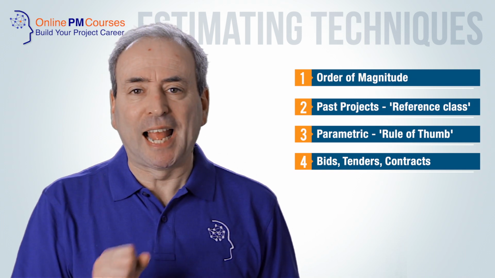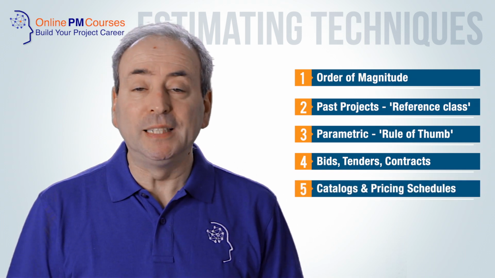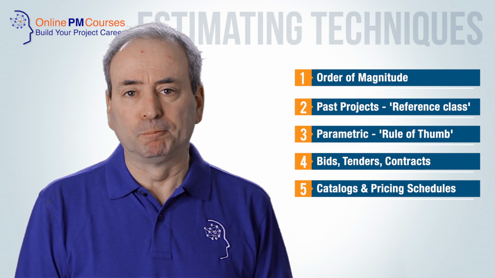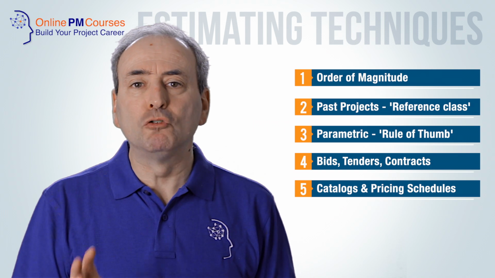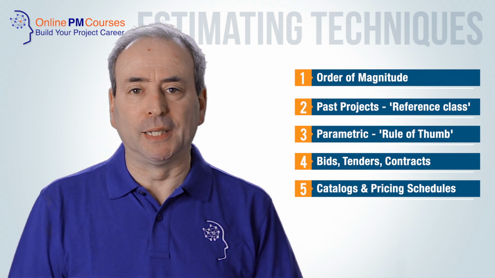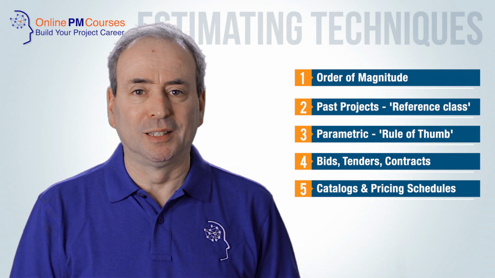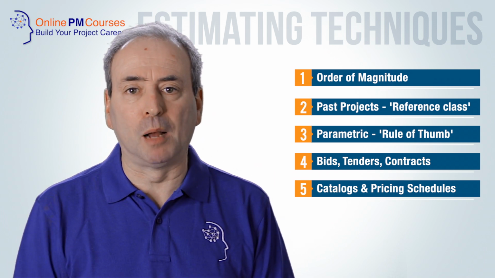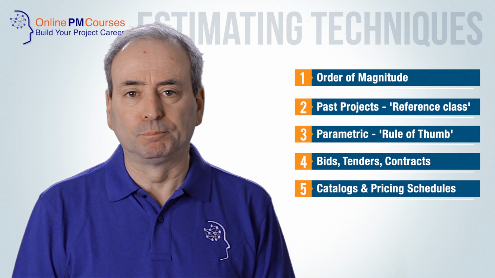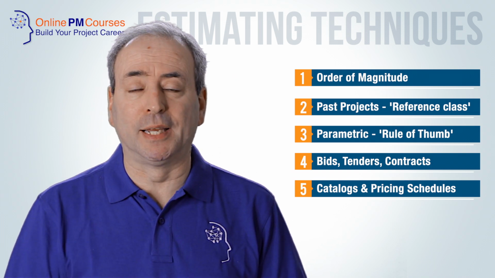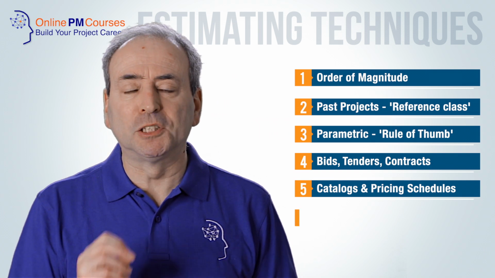The next is catalogues and pricing tables. These are great working with your parametric forecasting methods. If you can draw down comparable data from published catalogues, from published pricing tables, you've got a great resource for building up your estimates.